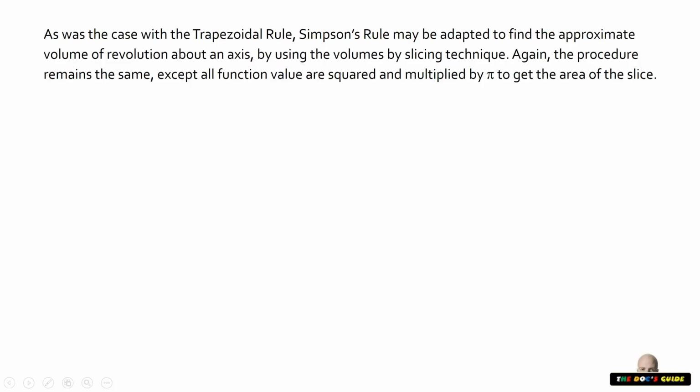Now, just as we found with the trapezoidal rule, Simpson's rule may be adapted to find the approximate volume of revolution about an axis by using, again, our volumes by slicing technique, as we've seen before, and the procedure once again is exactly the same, except all function values are squared, and they're multiplied by pi to get the area of the slice.